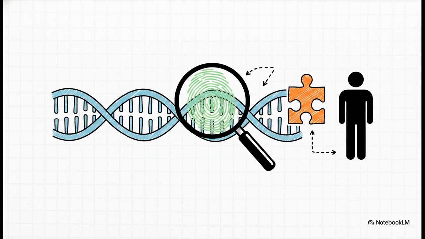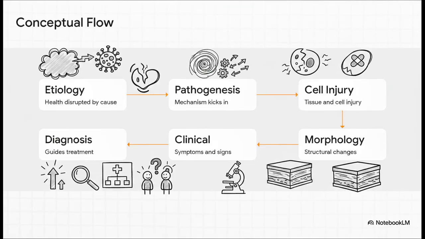It's wild. So when we fit all these pieces together into a single, cohesive narrative, we get this, the entire conceptual flow of human health. Just look at the progression. We start in a state of normal health, which then gets disrupted by an etiologic cause. That triggers pathogenesis, the mechanism kicking into gear, which leads to cellular and tissue injury.